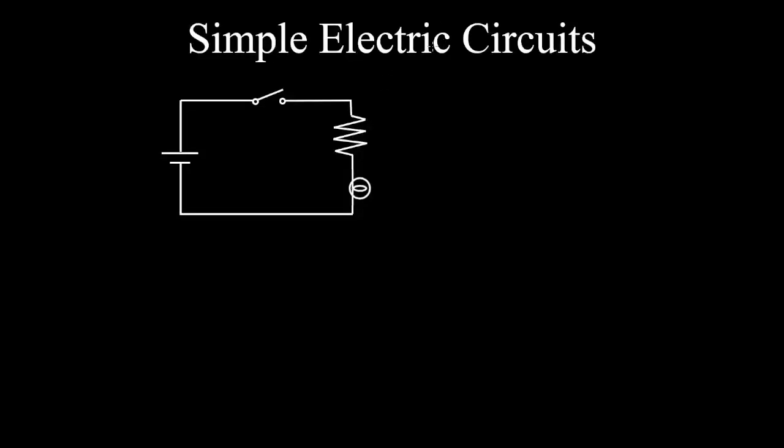An electric circuit is really the main application of electricity and magnetism. And a circuit is composed of electrical loops, and these loops can contain different components depending on the function that you want the circuit to perform. So here we have a battery or a power source and a switch, which allows us to turn this light bulb on and off.